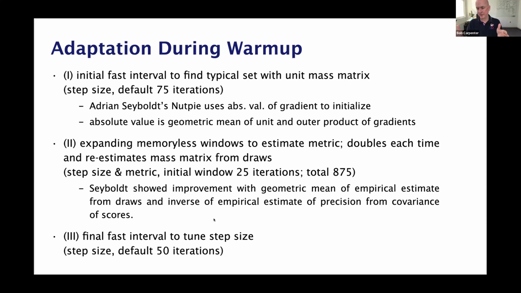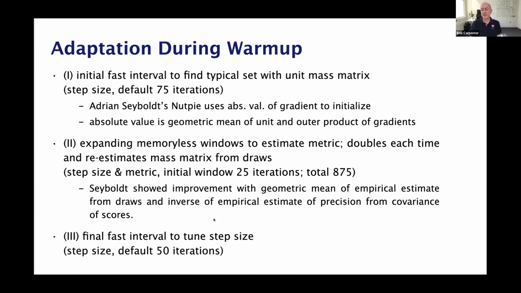Then we double that window to 50 and do it again. Right, so we gradually leapfrog up the estimation of the mass matrix and the actual sampling in the second phase. There's also a cool innovation of this in NutPy that actually uses the geometric mean of 2 things: the empirical estimate of the covariance from the draws and the empirical estimate of precision that you get from the covariance of the scores, being the gradients of the log density.